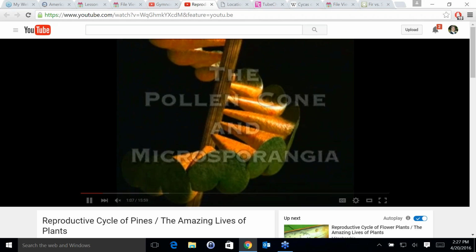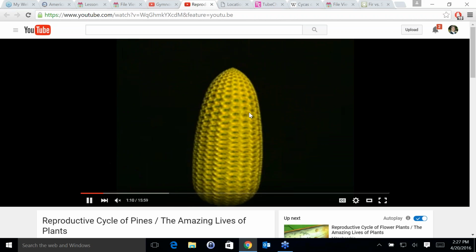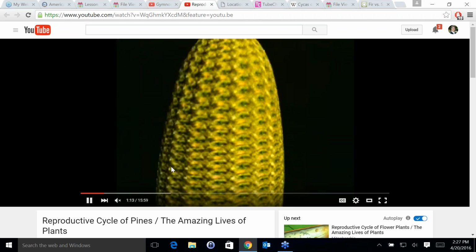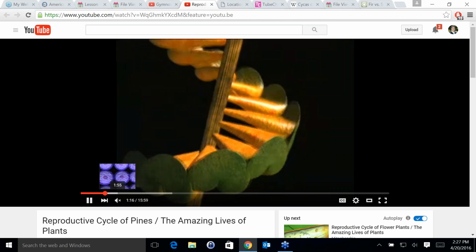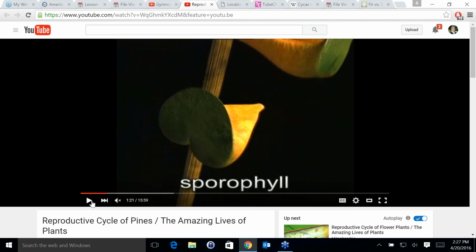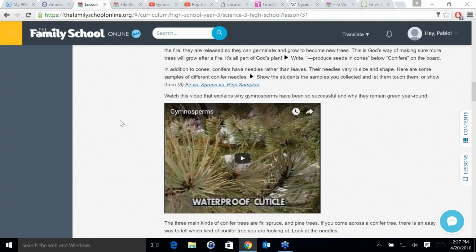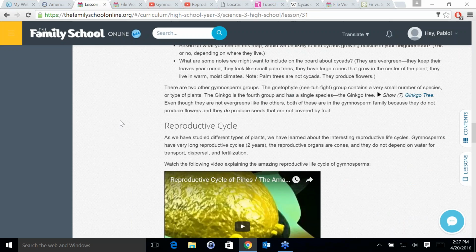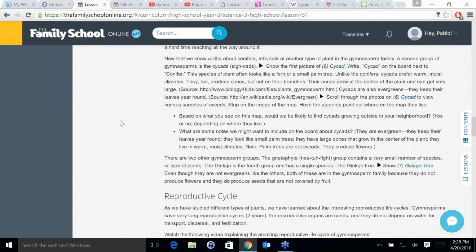The video goes on explaining how the process goes, how the male pine cone produces the male sperm and so on. I'm not going to go through the whole video. I'm going to let you watch it, and then we'll ask some questions in the quiz about the video. But it is a very amazing and interesting process of the reproduction of these trees.